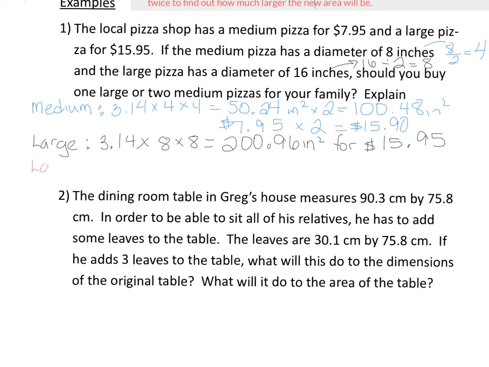Obviously, the large is the better buy because you get twice the pizza for 5 cents more.